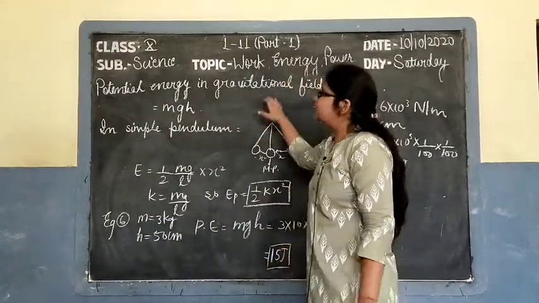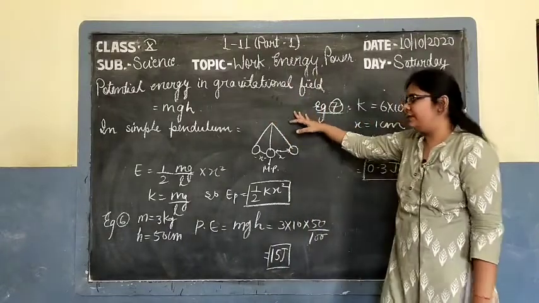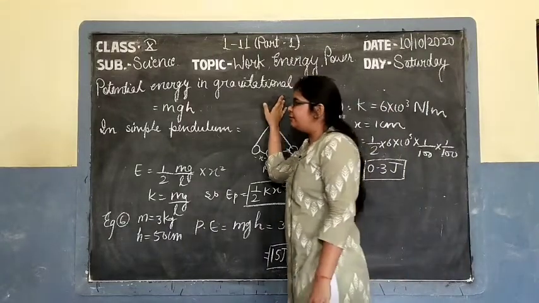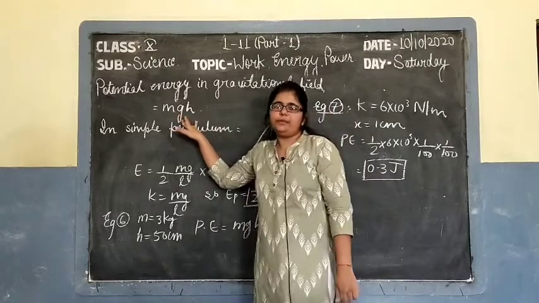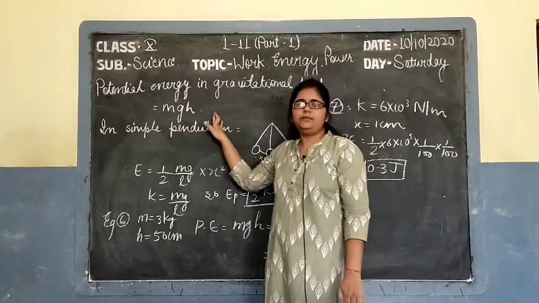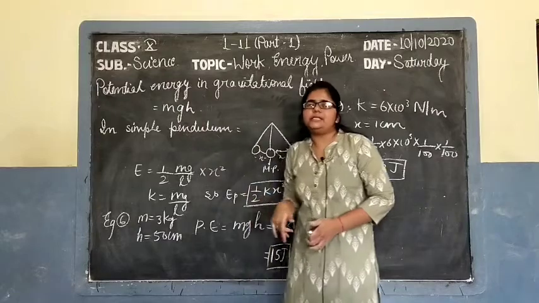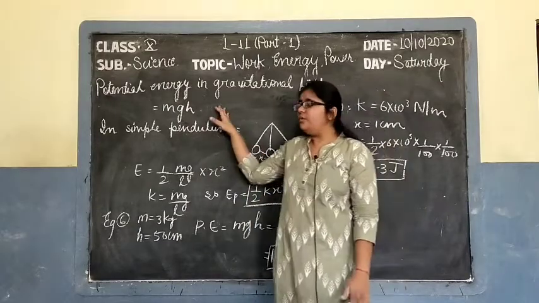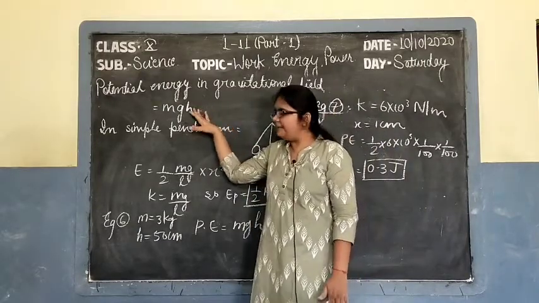First of all, the potential energy due to the gravitational field. Due to the gravitational field, the force will be mg and the object will be at height h, so the displacement will be h. Then the work done, or you can say the potential energy for moving the object to that height, will be mgh.